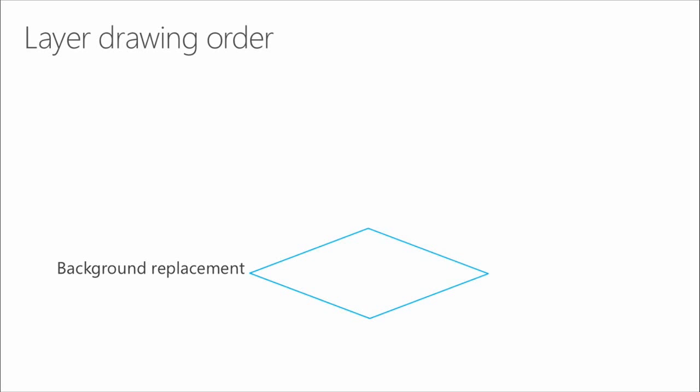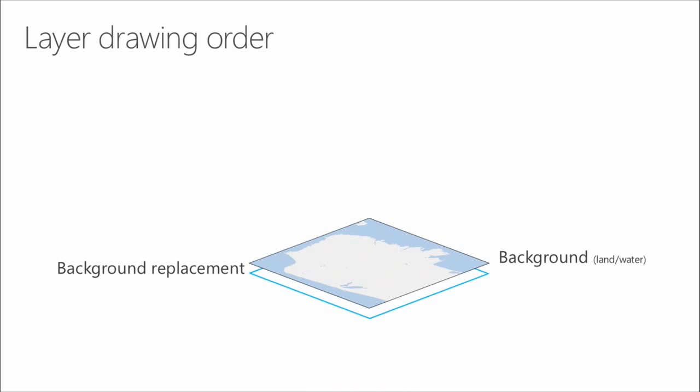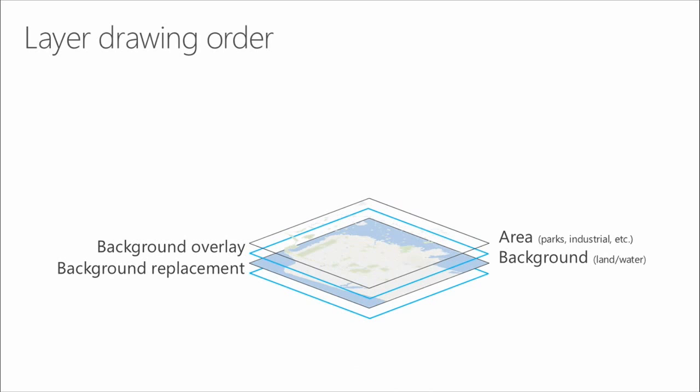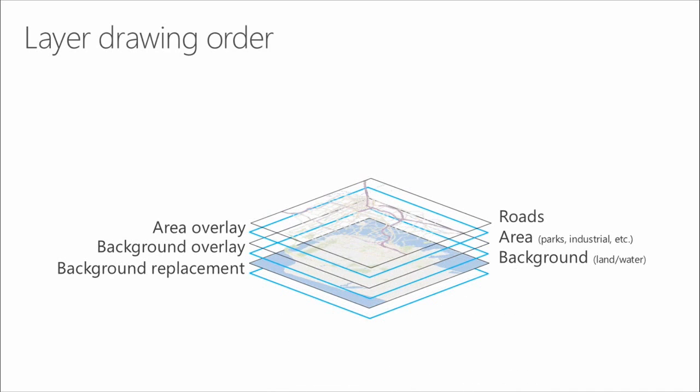Okay, so now that we have that, let's talk about how we actually do this map rendering. At the very bottom, we give you the opportunity to supply that custom tile source for the background replacement of the map. To use this, you'll need to use a special map setting of none for this feature. On top of that, we hand you the land and water of the map. On top of that, we allow you to put another map layer called background overlay. On top of that is the area information, the parks, industrial areas. Then we give you an area overlay in case there's any area information that you want to add to the map. Then we'll draw the roads.